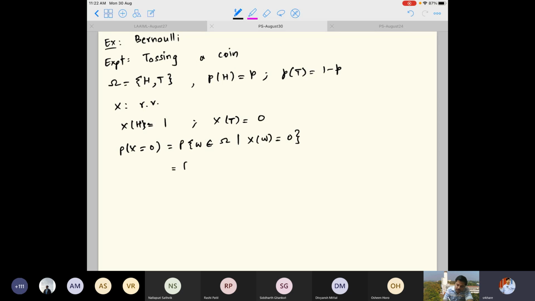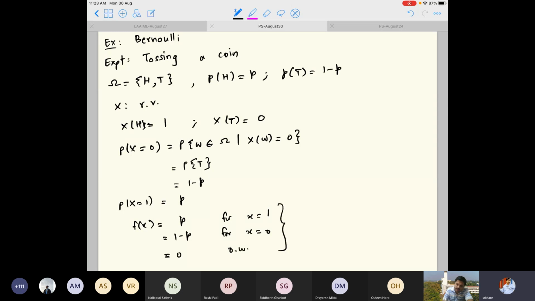So what is this set? This set is basically T. So the probability of X equal to 0 is the probability of T, which is equal to 1 minus p. And similarly, what will be the probability of X equal to 1? It will be equal to p. So what is the PMF? The PMF is f of x equal to p for x equal to 1, equal to 1 minus p for x equal to 0, equal to 0 otherwise. That's the Bernoulli PMF, the Bernoulli probability mass function. And what do I say? I say X follows the Bernoulli distribution, with parameter p.